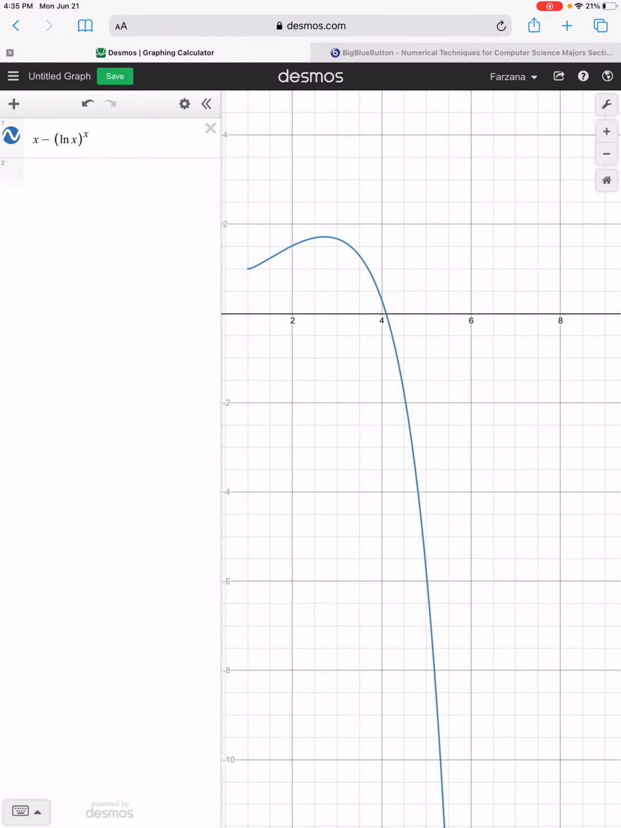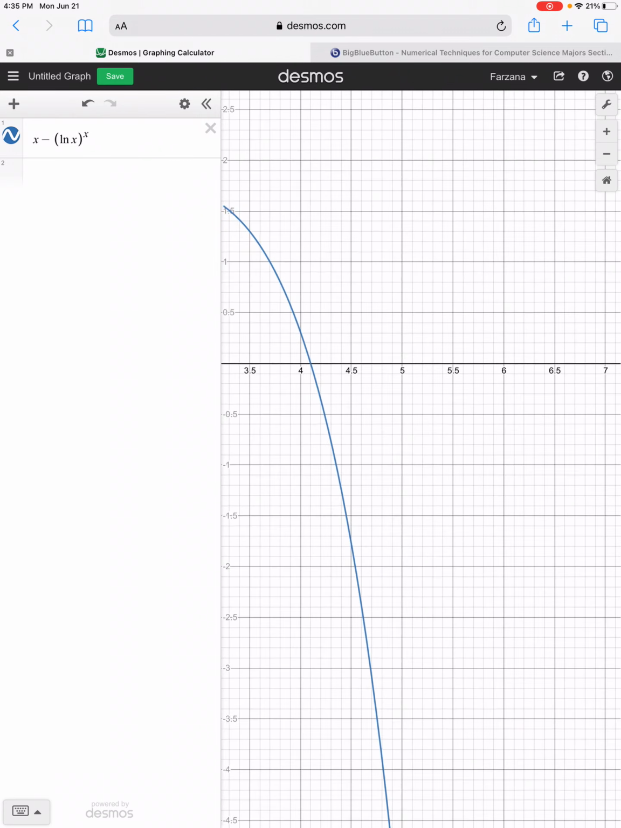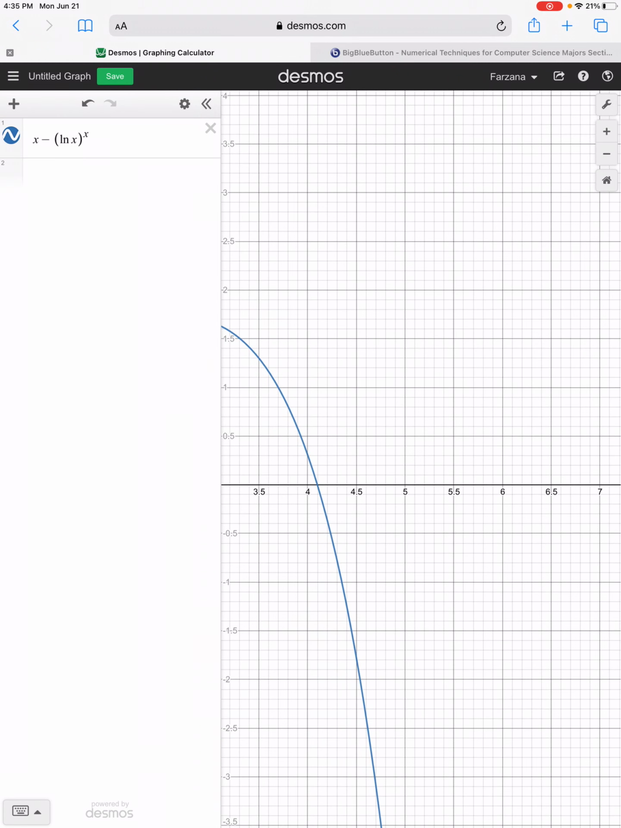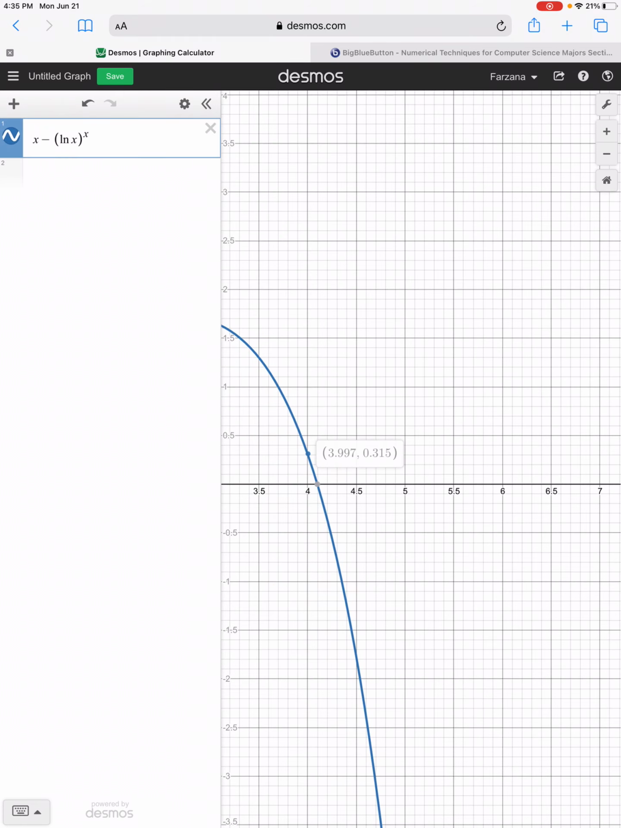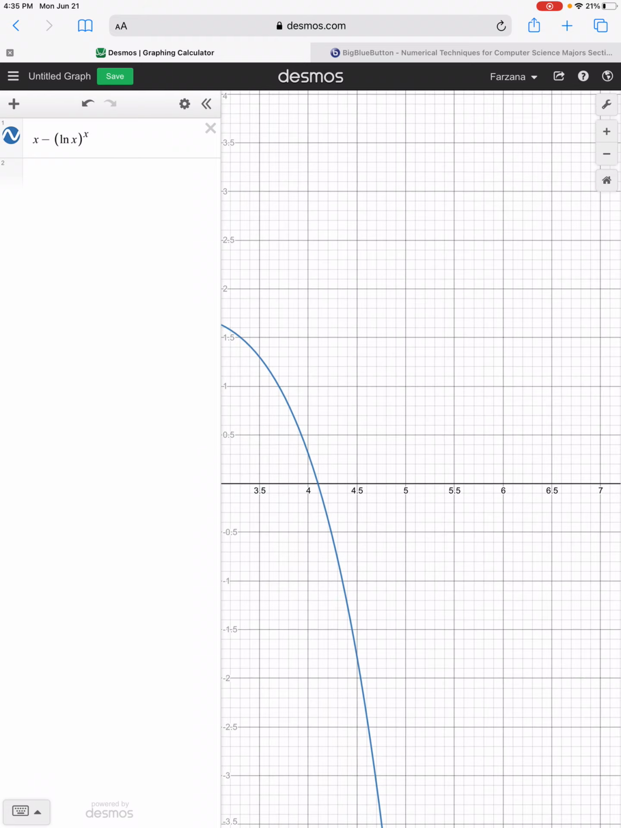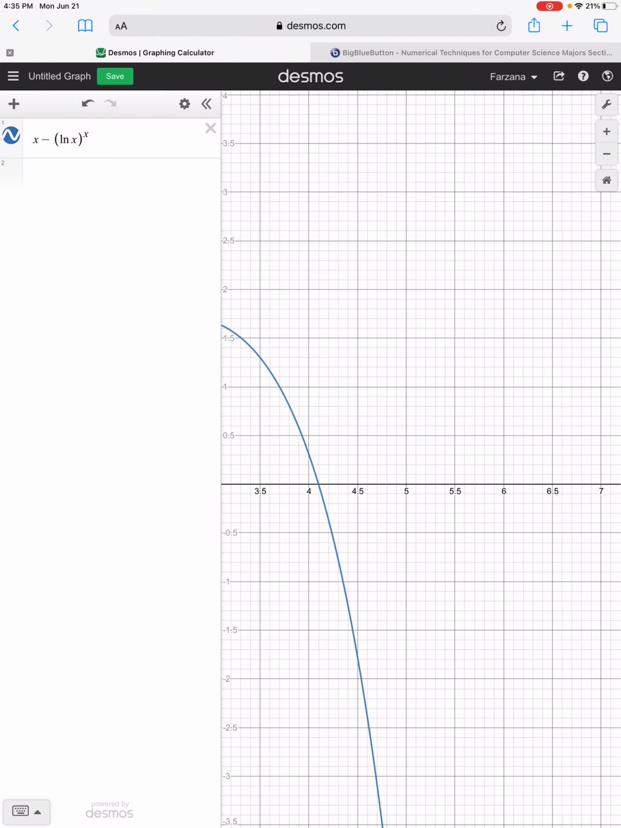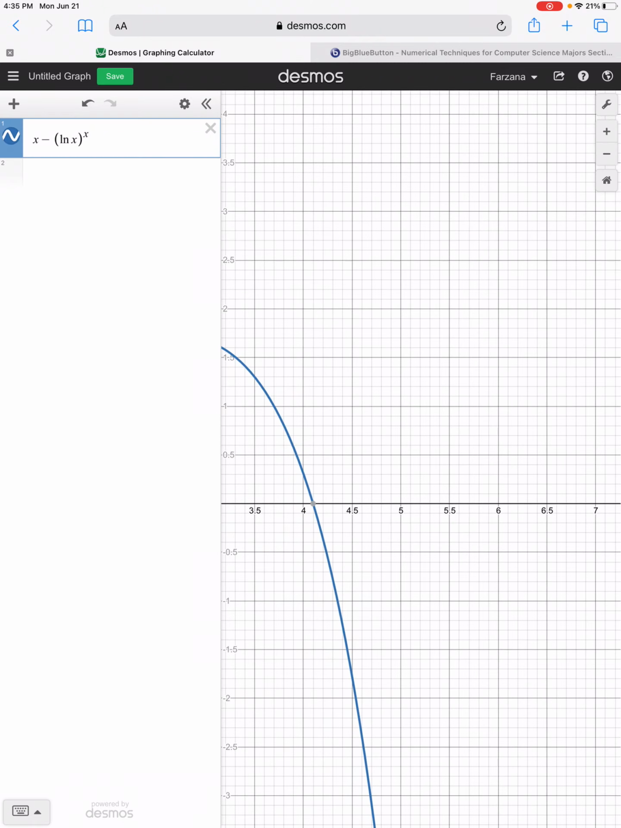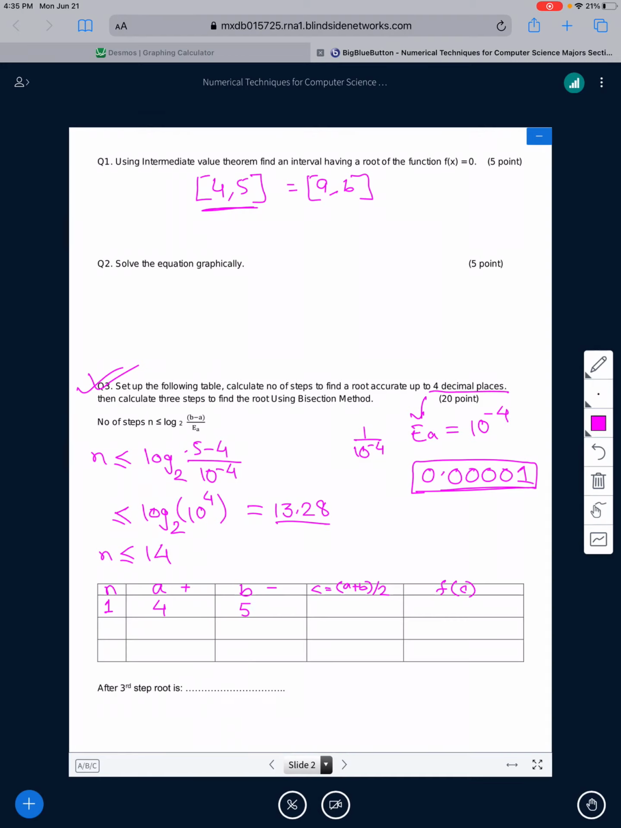Here is 5. Let me make this one bigger. 4 and 5. So right now what we are saying, at x equal to 4 function is positive, at x equal to 5 function is negative, and right now we are saying there is a root between them. We are bisecting the interval at 4.5 and checking what is the function value at 4.5. This graph is showing at 4.5 function is negative.